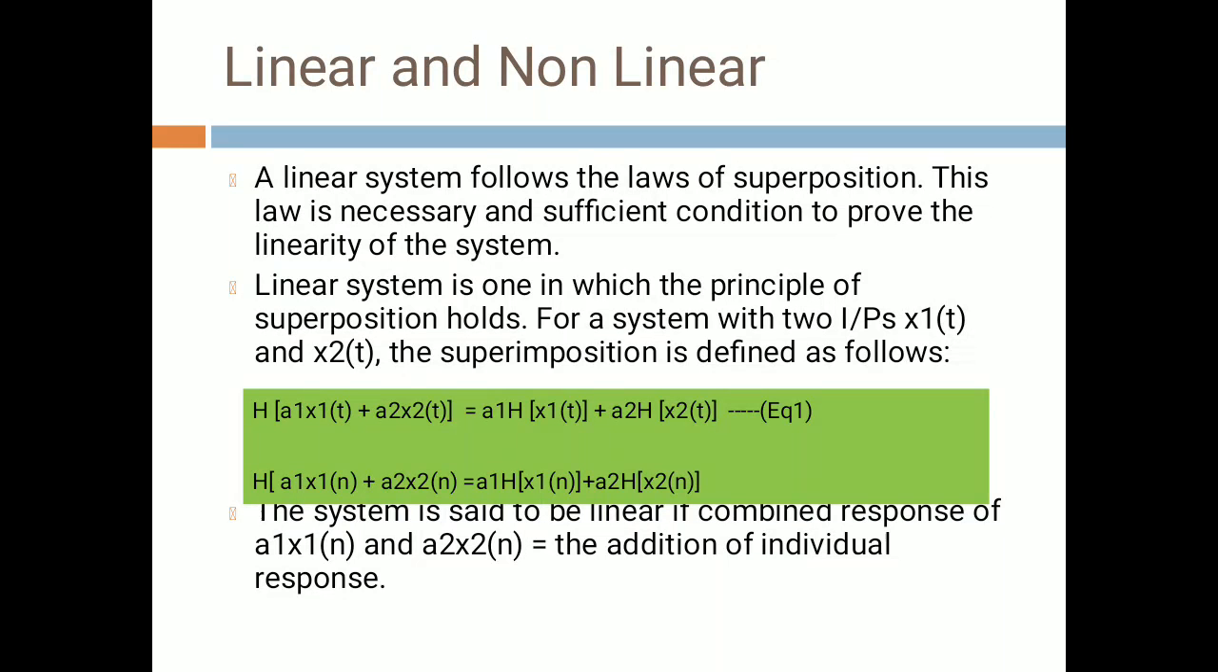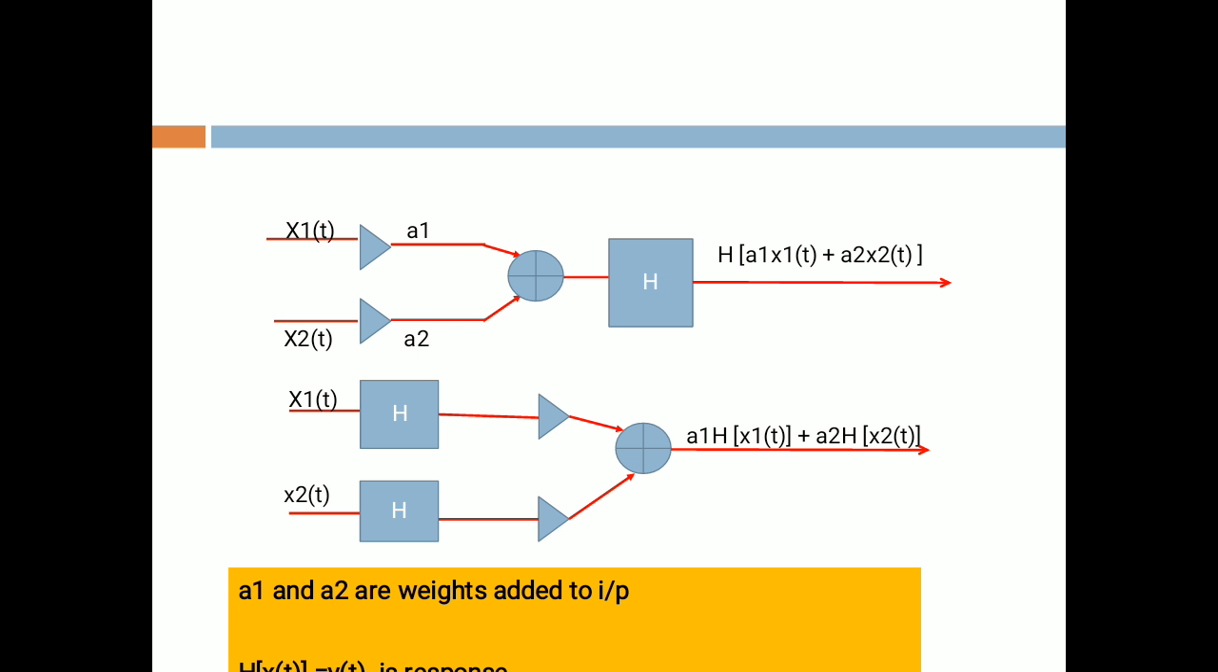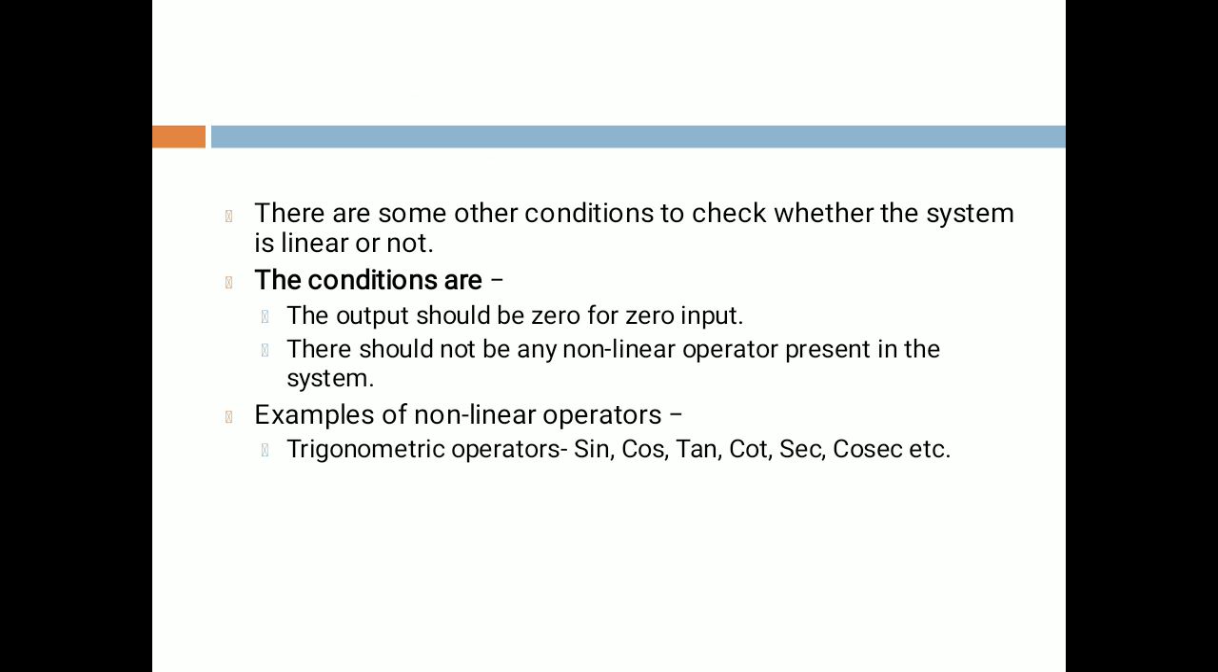Hello dear student, in the last lecture we have seen what a linear system is. If the equation satisfies the superposition theorem, then it is called a linear system. Then what about a non-linear system? There are some conditions to check whether the system is linear or not. And what are these conditions?